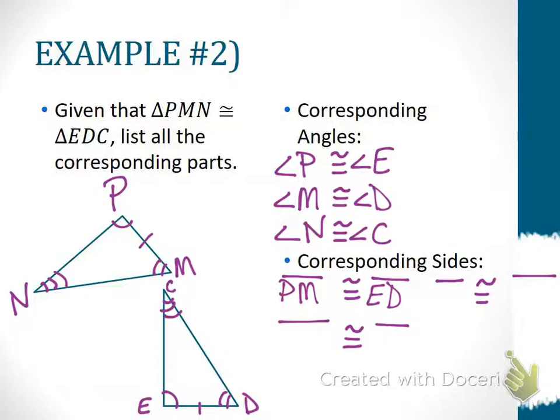Good. MN and DC, or CD, whichever you prefer. We can mark those congruent. And my last pair of sides. Good. PN and EC. 1, 2, 3 tick marks for those.